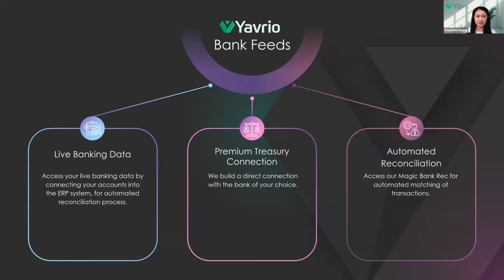Secondly, as mentioned, we connect to 10,000 bank accounts globally, and that's via Open Banking API. Apart from Open Banking API, if there are any banks that you would like to connect that are not part of those 10,000 bank accounts, we can still fulfill your needs via the Premium Treasury API connection. On top of that, we have our latest new feature, which is Magic Bank Rec. We use our own AI tool for the matching functionality, which is currently proved to be better than Copilots.